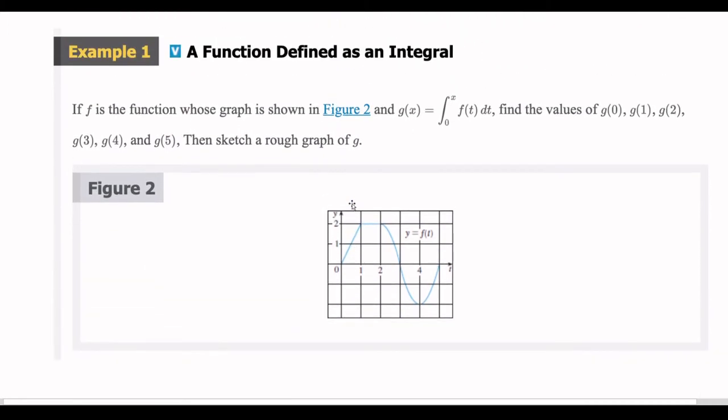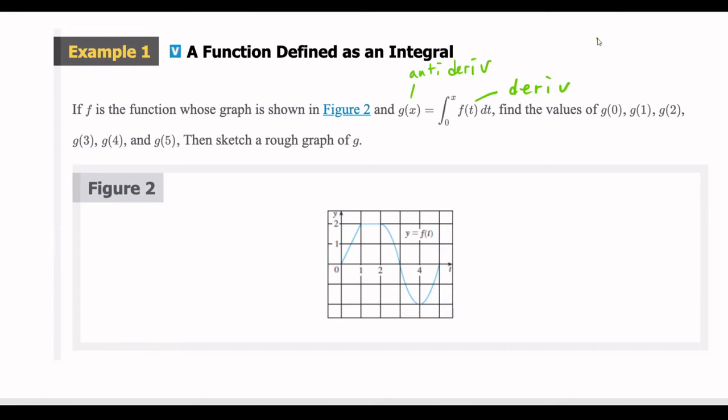So here is a very typical type of example to try to use. I've given you a function f, and here's its graph. I'm asking you to find values of g. Remember, g is the function defined by taking this graph and finding areas under the curve. Remember, g is the antiderivative and f is the derivative. I'm going to keep saying that over and over again.